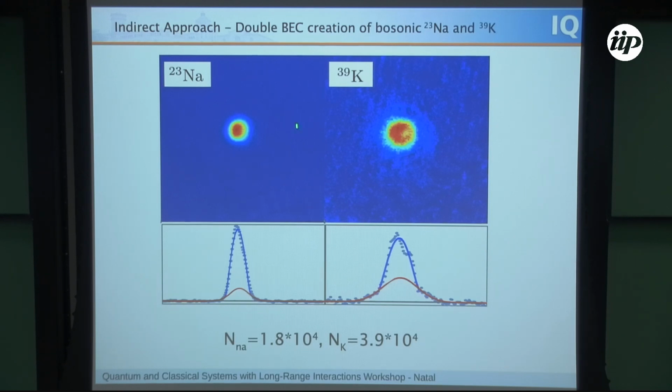This is our Bose-Einstein condensate of sodium, and this is our Bose-Einstein condensate of potassium. You can see the bimodal distribution for the potassium. The sodium is already pretty pure, so you'd have to believe me that the tail here is not Gaussian. We get about 20,000 sodium and 40,000 potassium atoms, but this is subject to change in case we want to change the evaporation or the temperature.